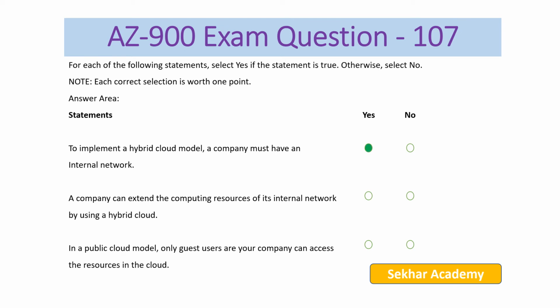Because it's a hybrid cloud model, it's the combination of public and private, so the company must maintain the internal network. Next statement is a company can extend the computing resources of its internal network by using the hybrid cloud. Here again, the answer is yes. The organization has the ability to extend the computing resources of its internal network because they maintain the internal network. It's a combination of public and private, so the right answer is yes.